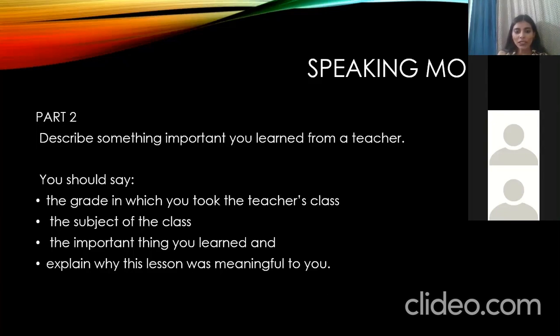We have Sukhpreet, we have Sakshi, Japneet is saying she cannot. Fatima is saying she cannot. But Japneet, now you must have understood the topic. Now that you can speak.